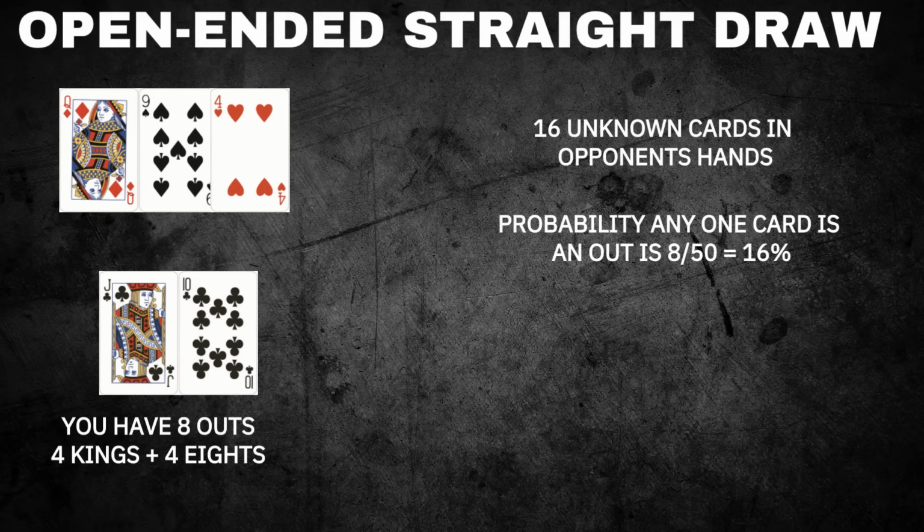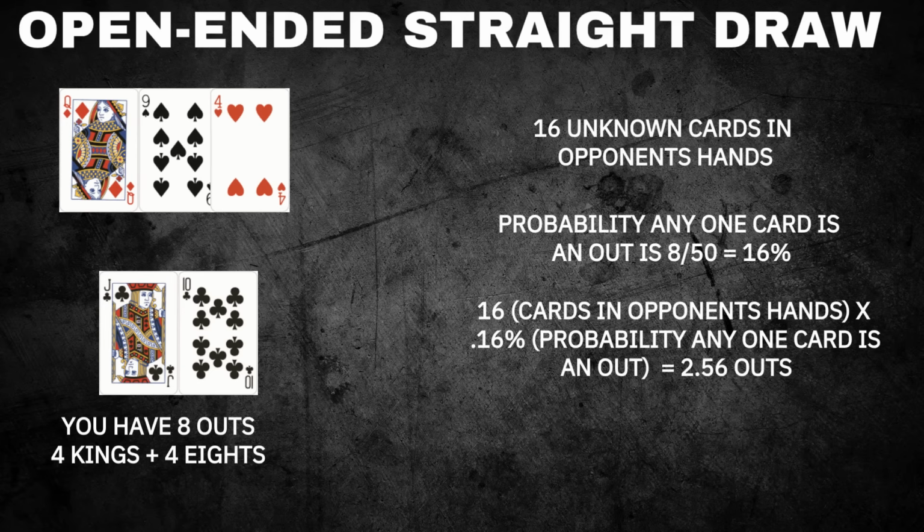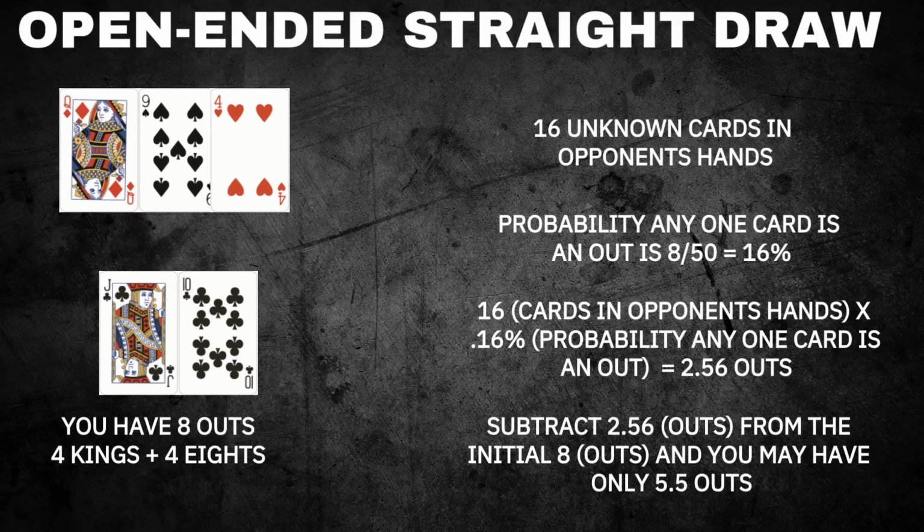Step 2. Expected number of outs in opponents' hands. Multiply that by the 16 cards in opponents' hands. That would be 16 times 0.16, which equals 2.56 of your outs, potentially in opponents' hands. So instead of having 8 live outs, you may have only 5.5 outs.